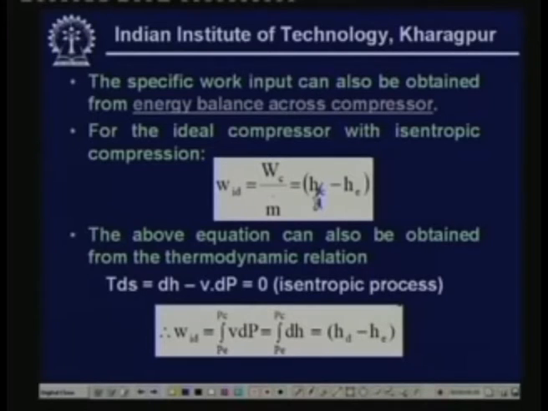Since H is a property, simply you can write this integral dH as equal to HD minus HE, that is exit and inlet enthalpies of the refrigerant. Remember that this is only for an isentropic process, that means there is no heat transfer from the compressor. If there is a heat transfer, the expression will be different.